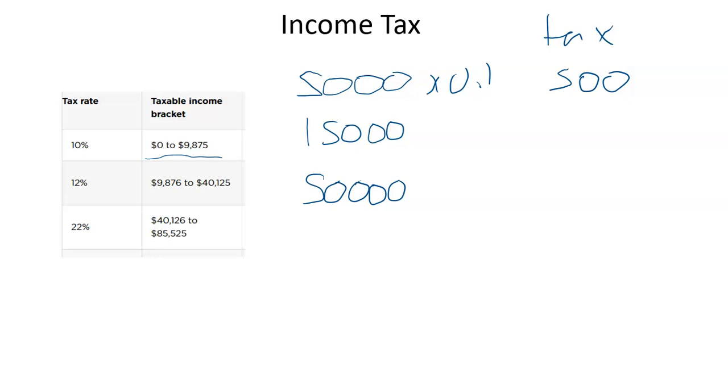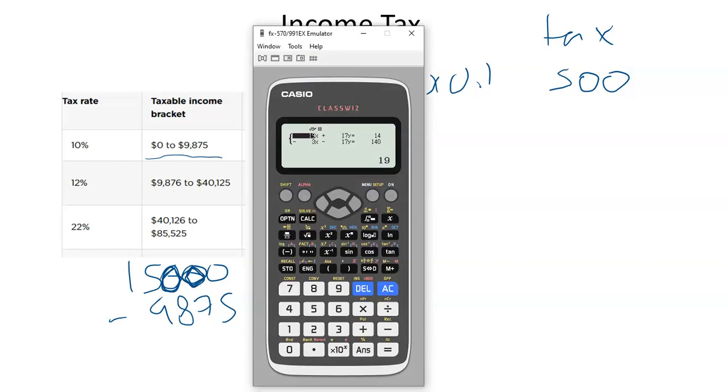For 15 grand though, the first 9,875 you pay 10% on, and then the rest you pay 12%. So you have to split it. You have to say, okay, well, let's take away the 9,875. So 15,000 minus the 9,875. Those are zeros, I'm sorry, terrible handwriting. They're not sixes. Okay, so my calculator into normal mode.